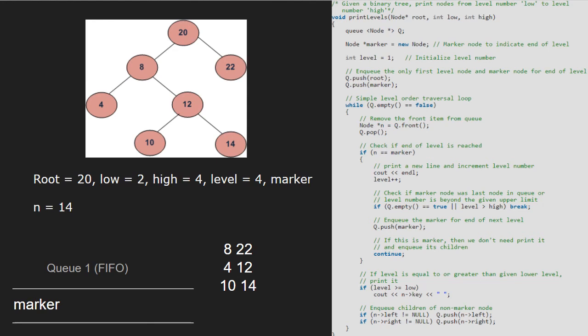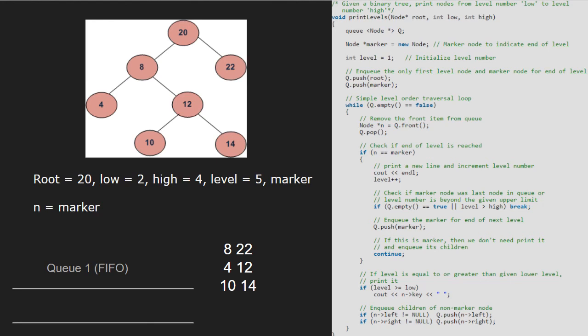We continue with the while loop and n will now point to marker. Marker will be dequeued. Since n is equal to marker, we increment level. Now the queue is empty, or we can say level is greater than high. So we break and control will come out of the while loop.